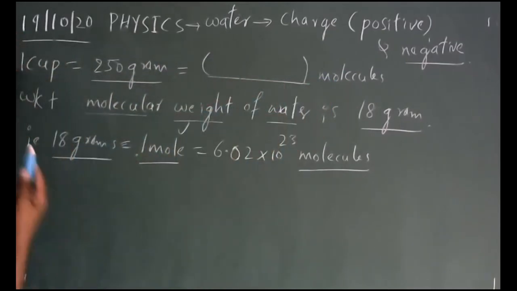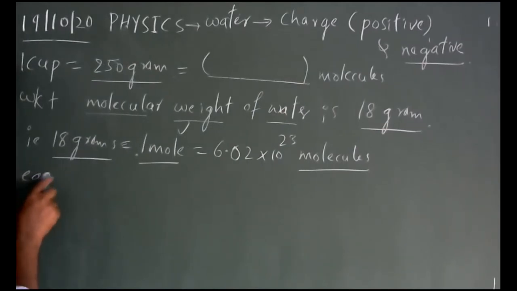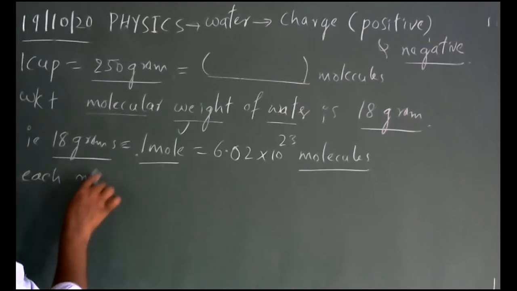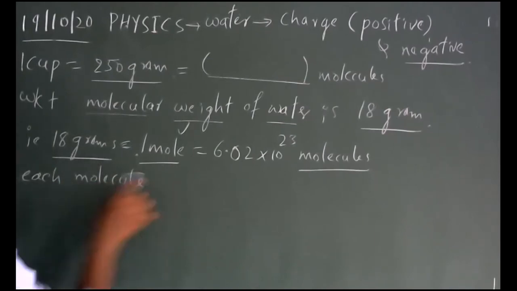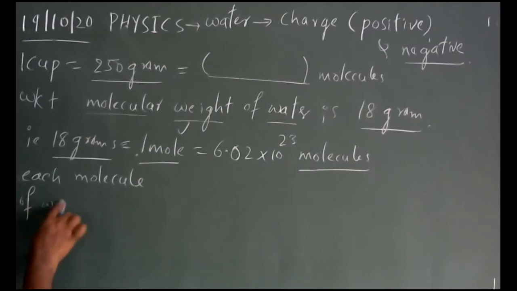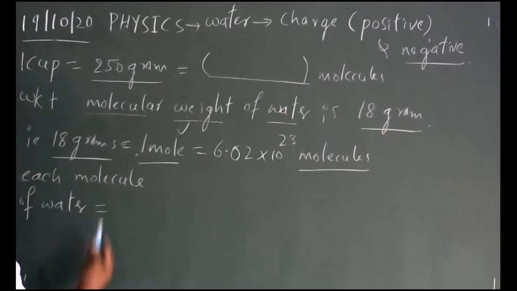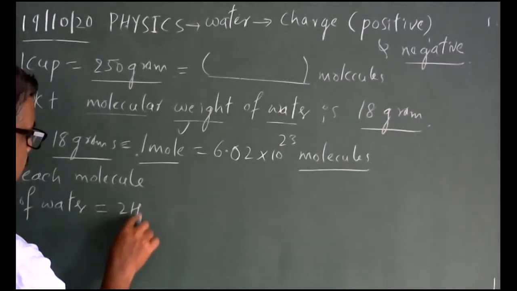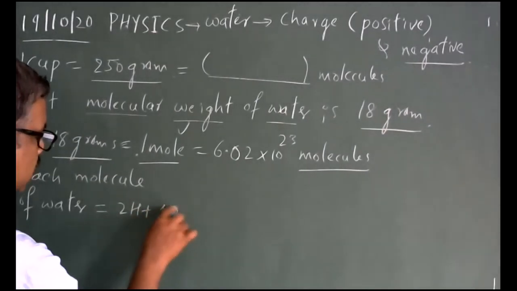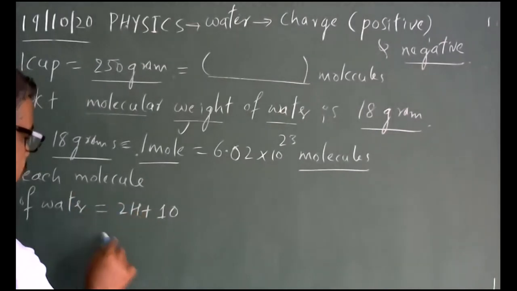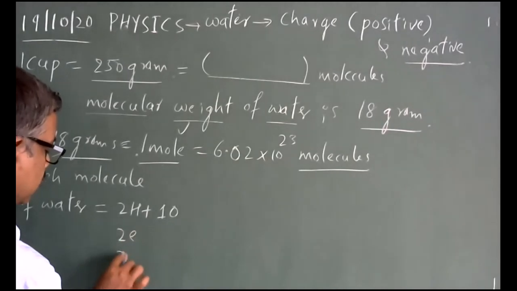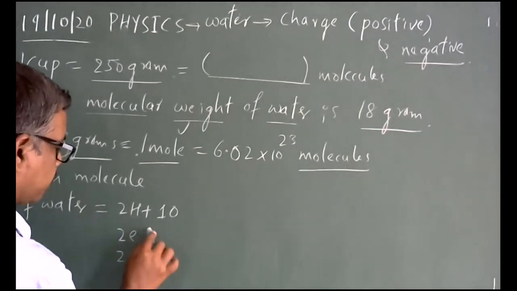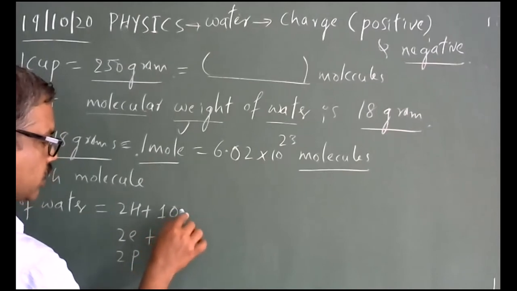Once I get a molecule, I know each molecule. So I can say each molecule of water is equivalent to 2 hydrogen plus 1 oxygen. And the charge of hydrogen, you know that it has 1 electron, 1 proton. I can say 2 electrons, 2 protons, plus you can say 1 oxygen.